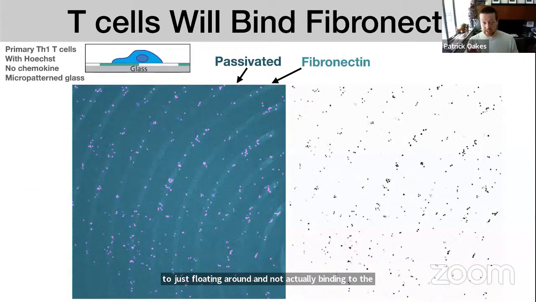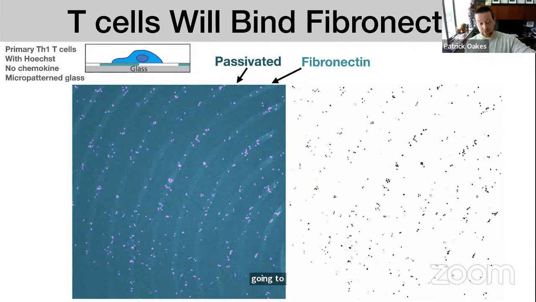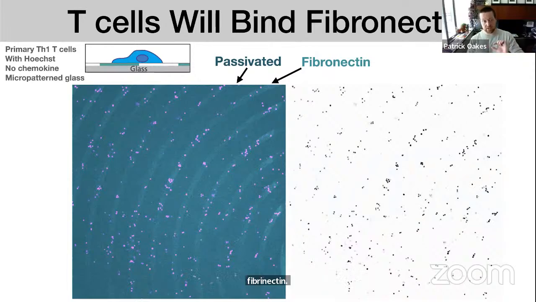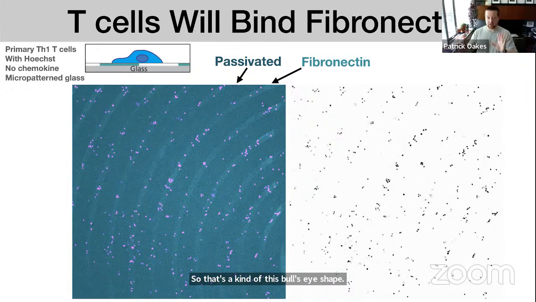So to show you that they are actually interacting with the substrate transiently, I'm going to show you this beautiful movie that's combining the exact same setup we just had, but now with a micro pattern where we have strips of fibronectin. So that's in this bullseye shape, these circular stripes. And then in between is this passivated region, which the cell shouldn't be able to bind to anything, right? So it should be blocked and not be able to interact.